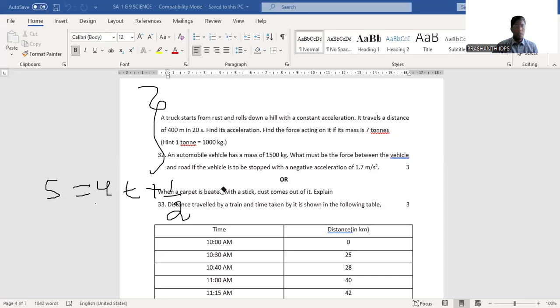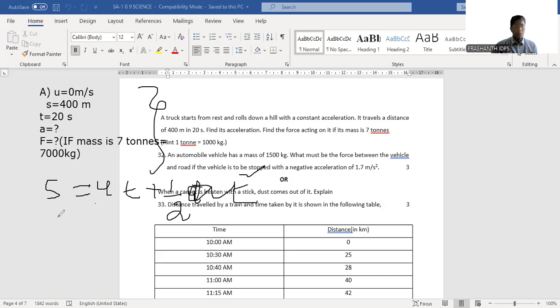S is equal to ut plus half at square. So what is the S value? S is equal to 400. And what about u? u is 0, so this whole value will become 0. And the remaining half into 1 by 2 into a, we need to find out.